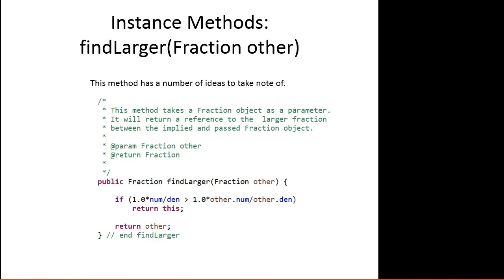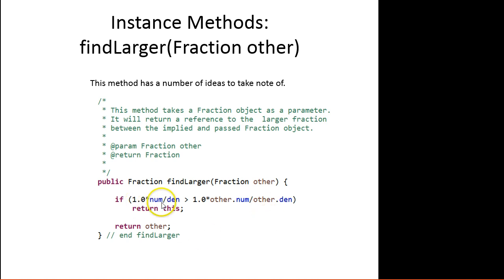So here's another example of an instance method. This one will find larger. So here's my method header. This method takes a fraction object as a parameter. It will return a reference to the larger fraction between the implied and passed fraction object. So here's our parameter, fraction, other, and our return type, fraction. If I'm passing a single object into an instance method, I often like to call it other because the implied object is called this.